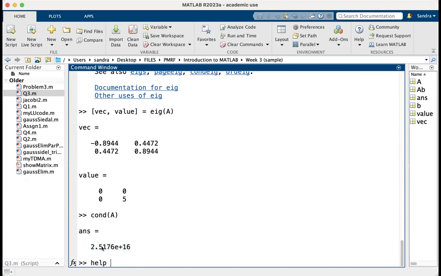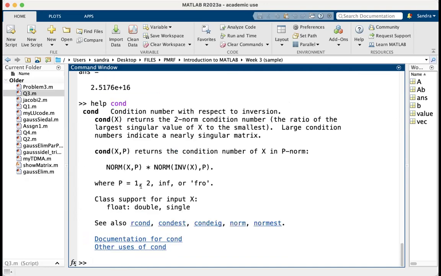If you want to see how this function COND works, it gives the condition number with respect to inversion. This is the ratio of the largest singular value of x to the smallest. So basically, it is the ratio of the largest eigenvalue to the smallest eigenvalue. A large condition number indicates a nearly singular matrix. It means that the system will be very unstable. Singular matrices are not preferred; the solution will be very unstable. Now moving forward.